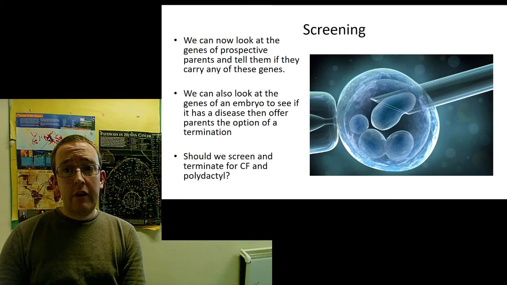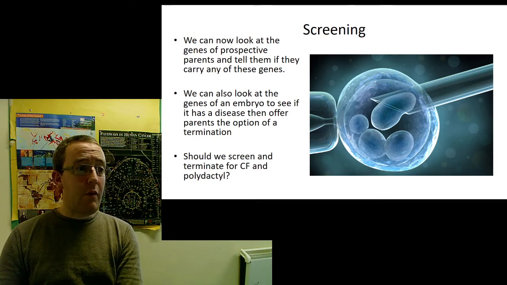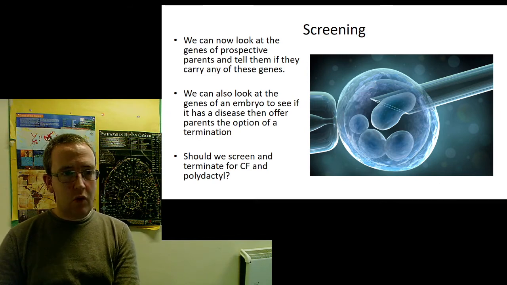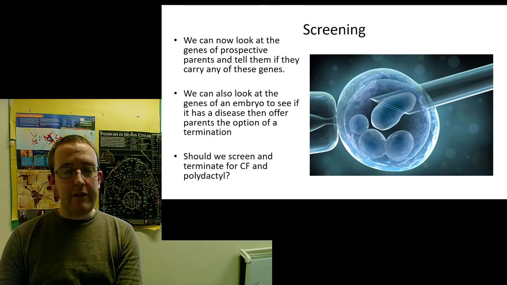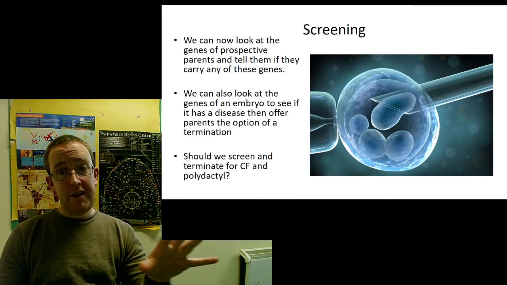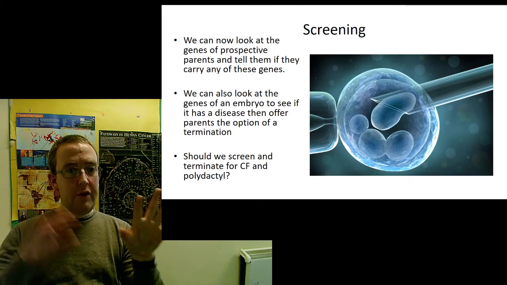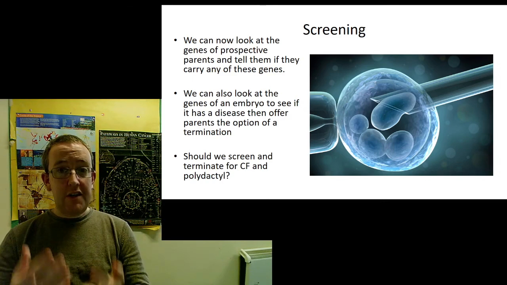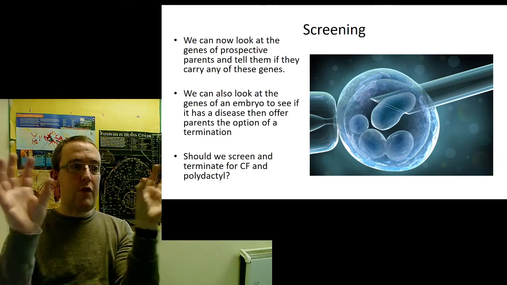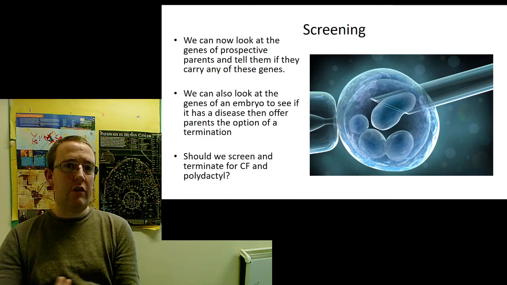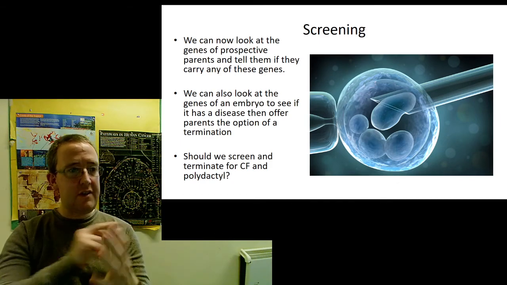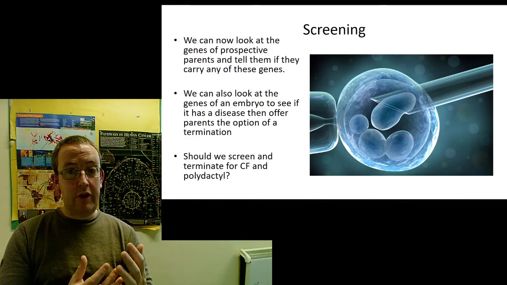Screening. So we now actually have the ability, because we know about all these genes, to borrow a cell from any person or embryo and screen it, look for these alleles of these genes. So we can now look at the genes of either prospective parents or of an embryo itself, that's the picture there, and screen it for these genes and say, right, you two, if you have a baby, you've got X percentage chance of having sickle cell anemia, Huntington's chorea, cystic fibrosis, this, that, and the other. Loads of different genes are available now.